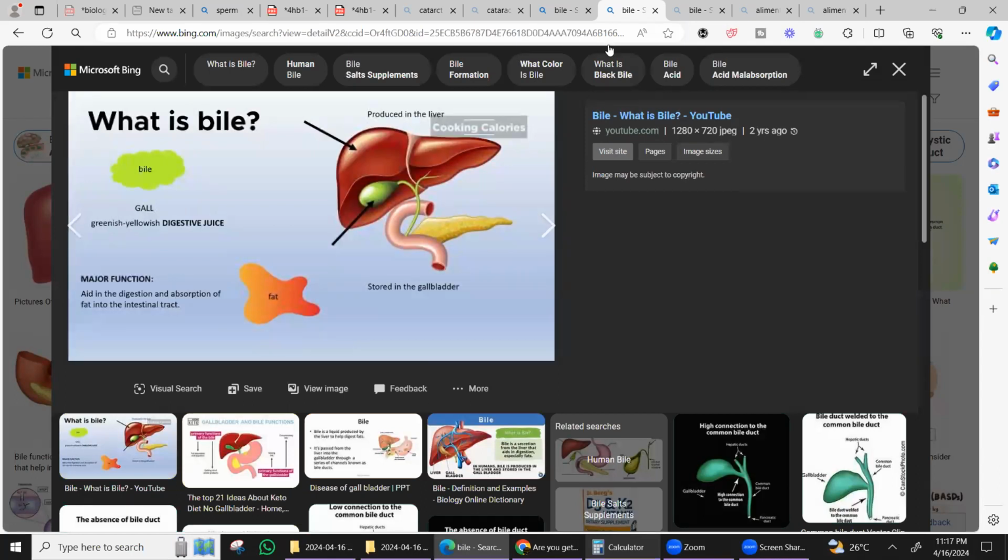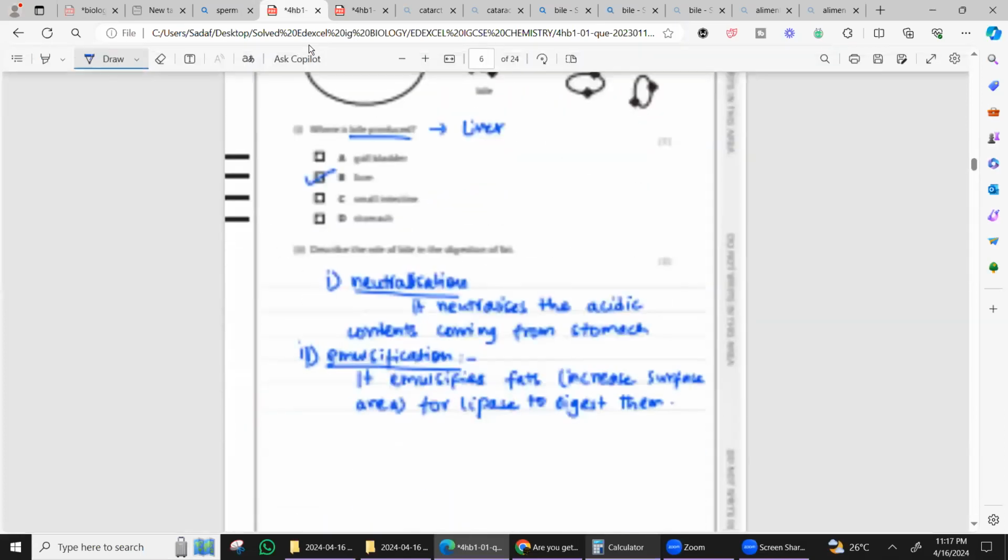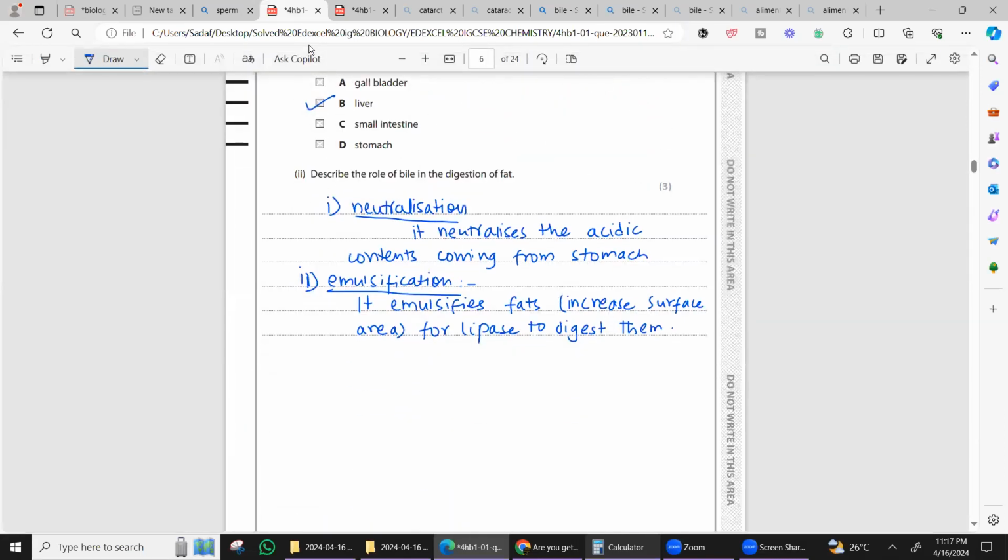What are the functions of bile? There are two functions of bile juice: neutralization and emulsification. It neutralizes the acidic contents coming from the stomach, because you know the stomach has an acidic pH, and which acid is present there? Hydrochloric acid, to kill the bacteria. So when the contents are coming from the stomach, they are acidic by nature. So bile is released to neutralize them.